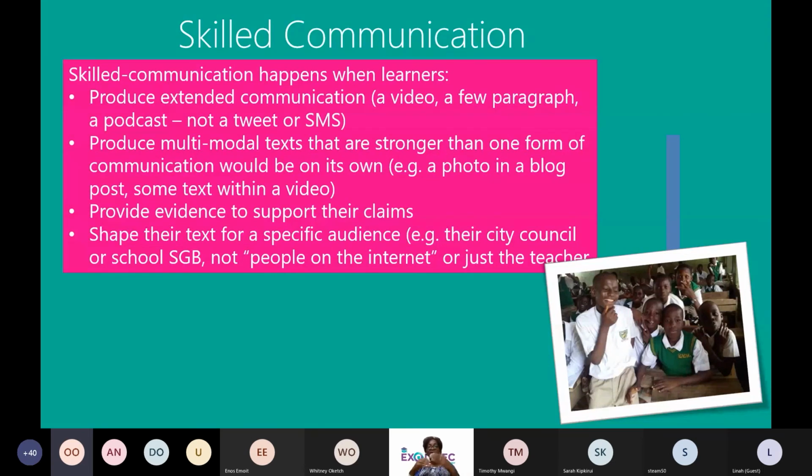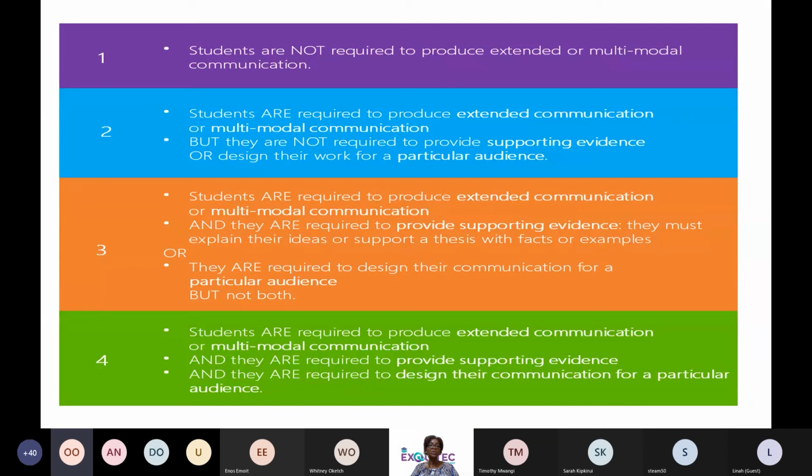So you have in mind who you're addressing your communication to, and you have designed it in a way that suits that audience. So that's where we talk about skilled communication. Let's look at the rubric concerning skilled communication. Are students required to produce extended or multimodal communication? If there's nothing like that, it goes beyond, like we said, classroom discussions. They have to produce something.